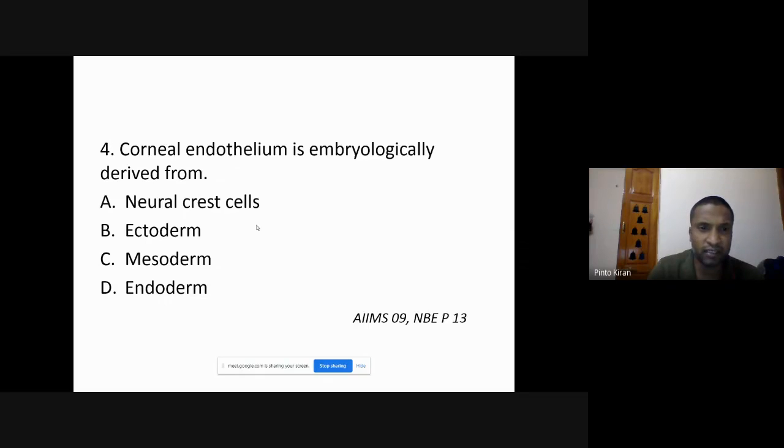Okay, rest of the part which develops from basically, and see, if you look at the endoderm, none of the structures develops from the endoderm. You have to keep that in mind. In that way, this option is completely ruled out.